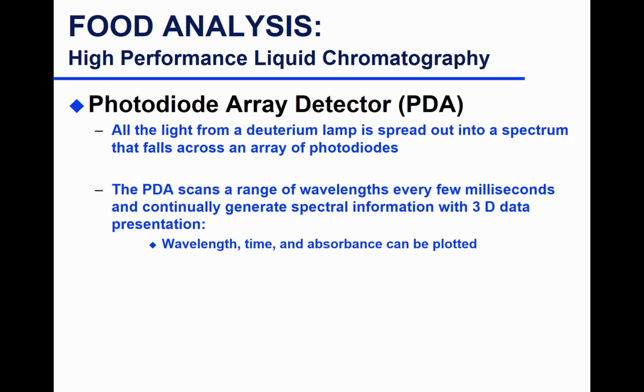and then there will be diodes. Each one of them will receive a wavelength of light, and each one of them will convert the wavelength of light into an electrical signal. And that will generate a spectrum.